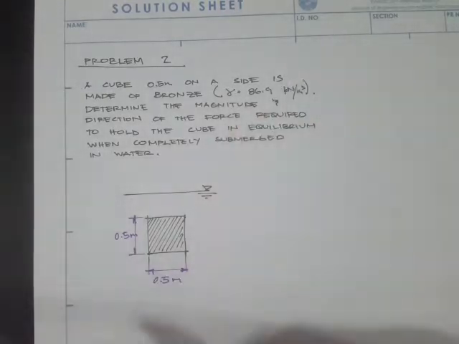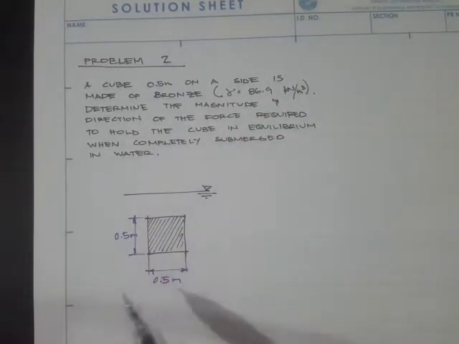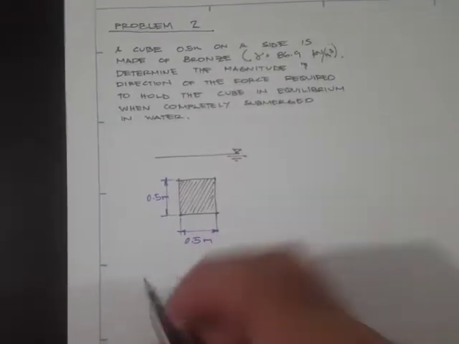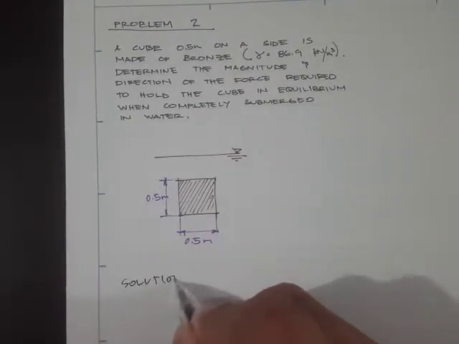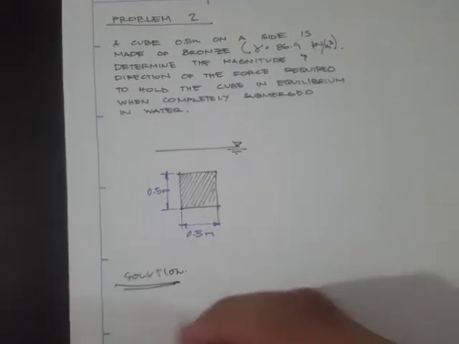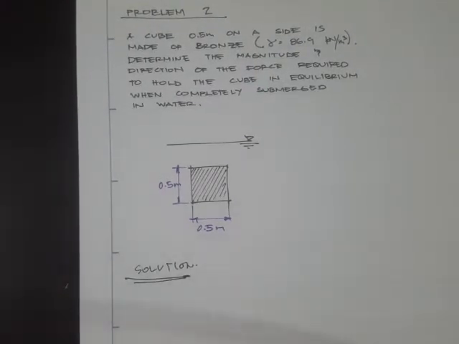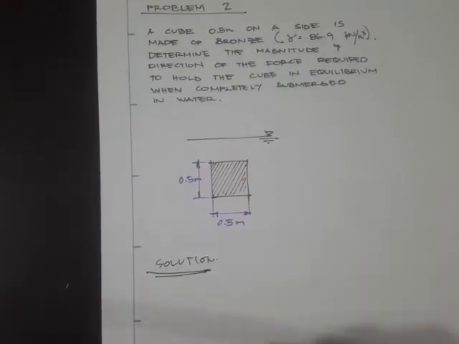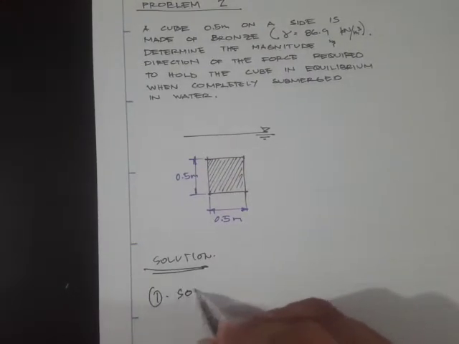Okay, so our condition is fully submerged, and the length of the side is given plus the unit weight. So therefore, we can solve for the weight force, the downward force, and then once we've solved for that, we can apply the equilibrium equations, and then we can find the unknowns. Okay, so for the solution, I guess we'll first start with solving for the weight.